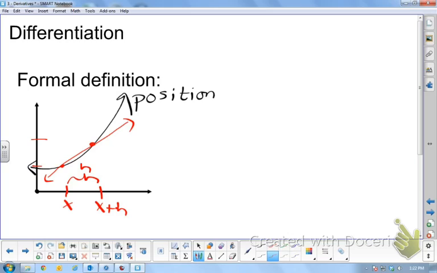How do we find y values? Plug x into the equation. Right now, position is just f of x. So we have f of x here, and f of x plus h here. So this all led us, being able to just label this picture, led us to the concept of speed. But right now we're just approximating the speed.